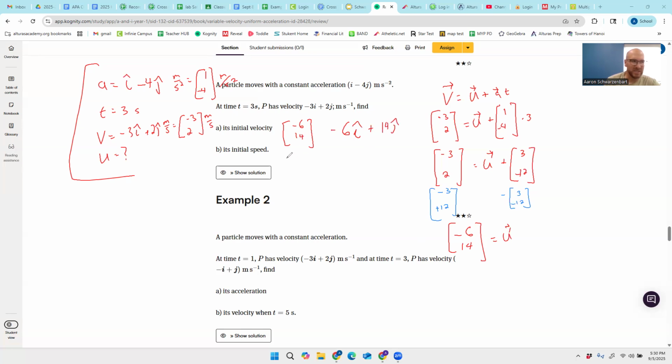If I want its initial speed, I'm just going to use the Pythagorean theorem. And I get approximately 15.2 meters per second. So not too terrible if I just put it in vector notation and use my equations.